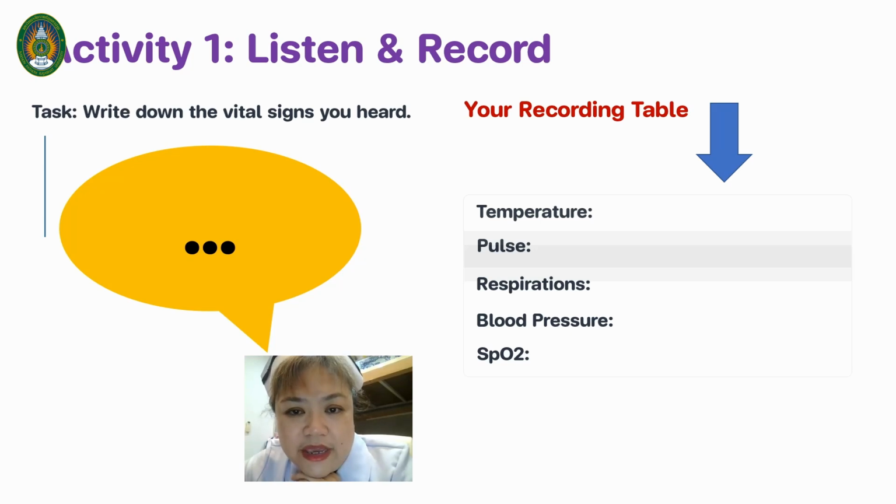Okay, Mr. Smith. Mr. Smith's vital signs at 10 a.m. are: temperature is 38.5 degrees Celsius. Pulse is 96, strong and regular. Respirations are 22, a bit shallow. Blood pressure is 140 over 88, and his oxygen level is 94% on room air.